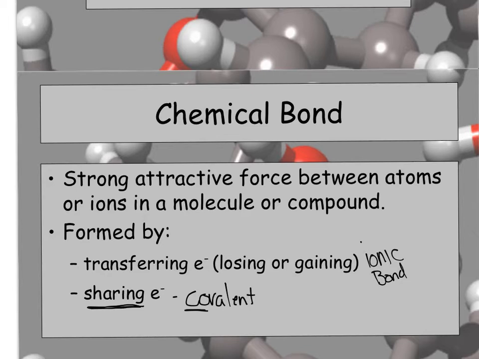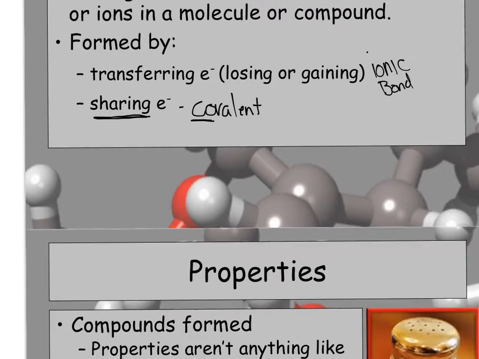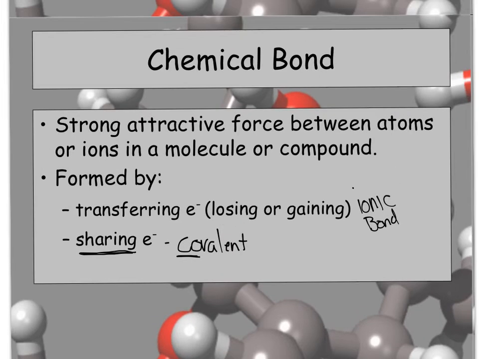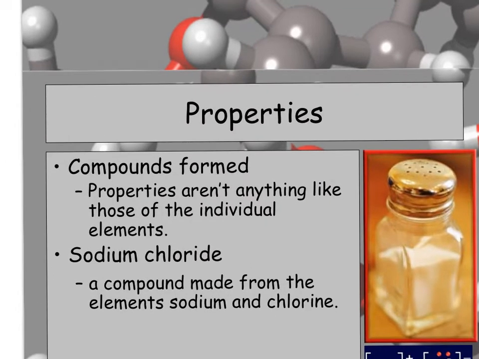One of them is called an ionic bond. We're going to talk about ions in a second. And the other one's going to be called a covalent bond, where they share electrons. So electrons can be transferred or they can be shared. All right, I'll go over it in a minute.